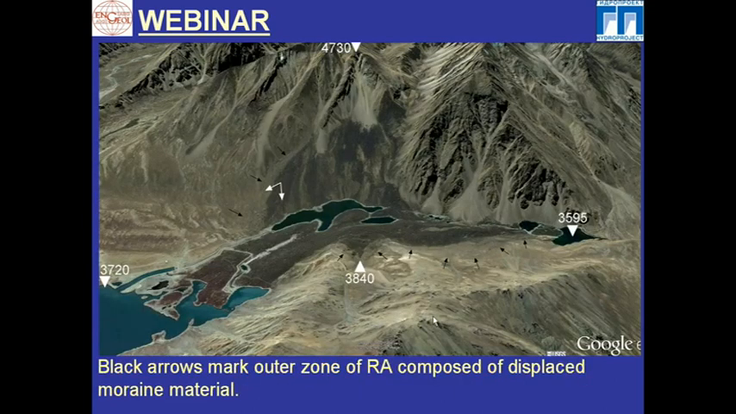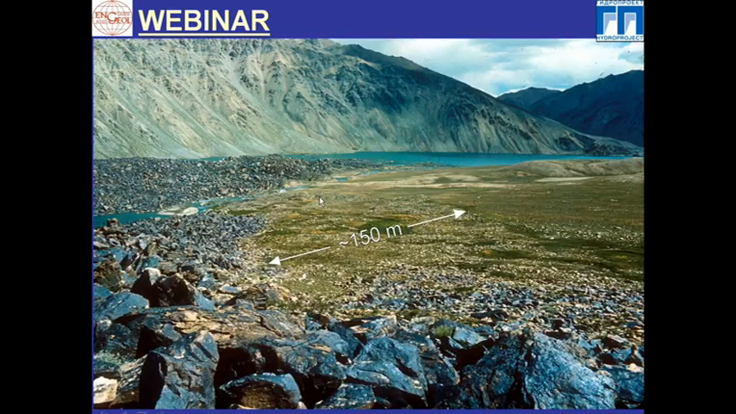Let's have a look. Here is the Google Earth image. We have this headscarp, this tributary valley, formerly glaciated, a very distinct rock avalanche, dark, coarse material, but we see this outer zone and this frontal zone marked by black arrows. And now let's look at how it looks in the field. Please, it is the original surface.